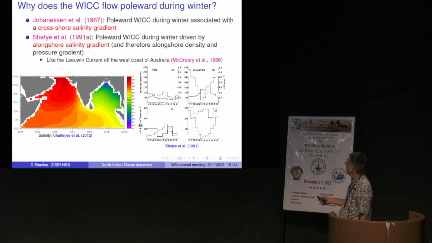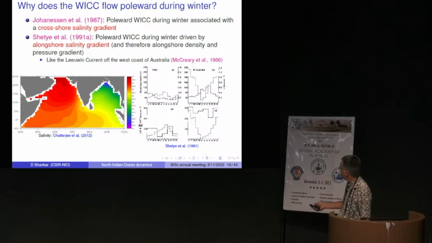So why does the West India coastal current flow poleward during winter? The first explanations that came invoked salinity. So you have low salinity here, high salinity here. This is the Bay of Bengal with a lot of rivers and a lot of rainfall, a lot of evaporation, and the Indus is almost completely dammed. So there's very little here. So this kind of salinity gradient you don't get anywhere in the world oceans over this kind of distance, except at the mouths of rivers, but they are highly localized. Such a systematic gradient you don't find anywhere else.